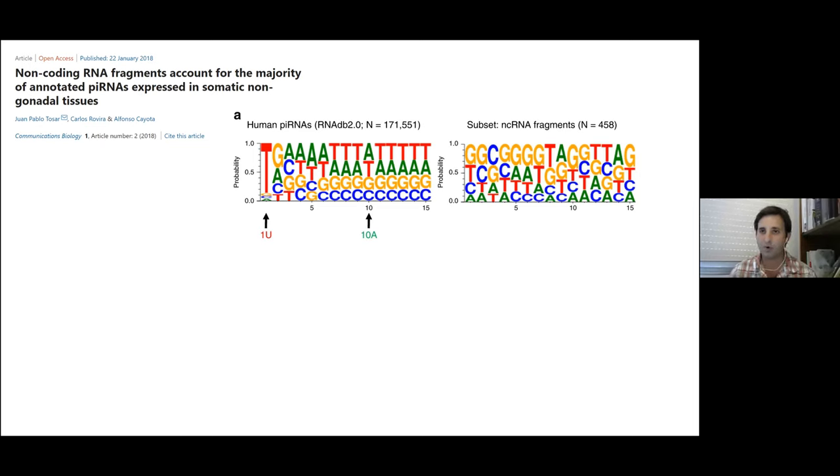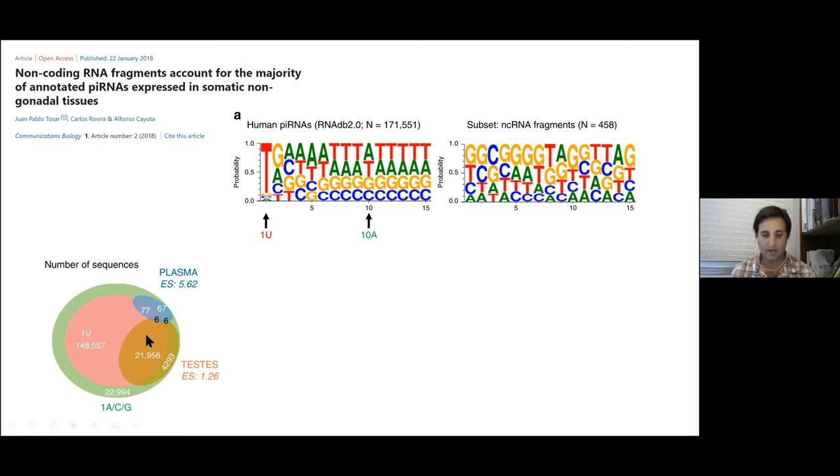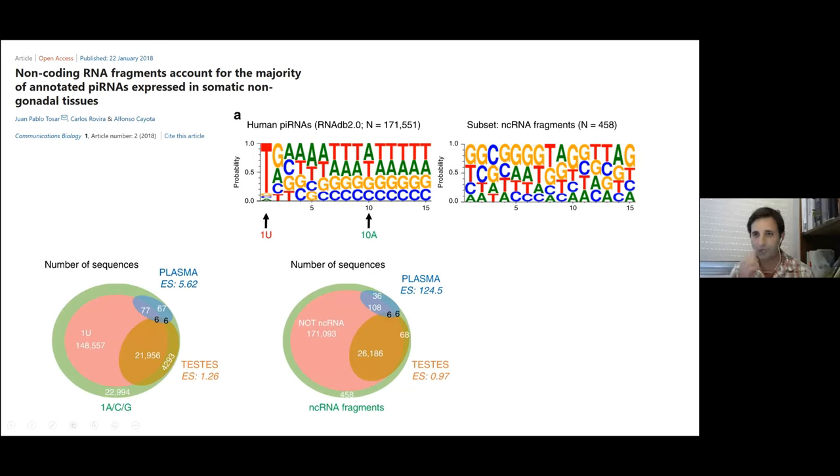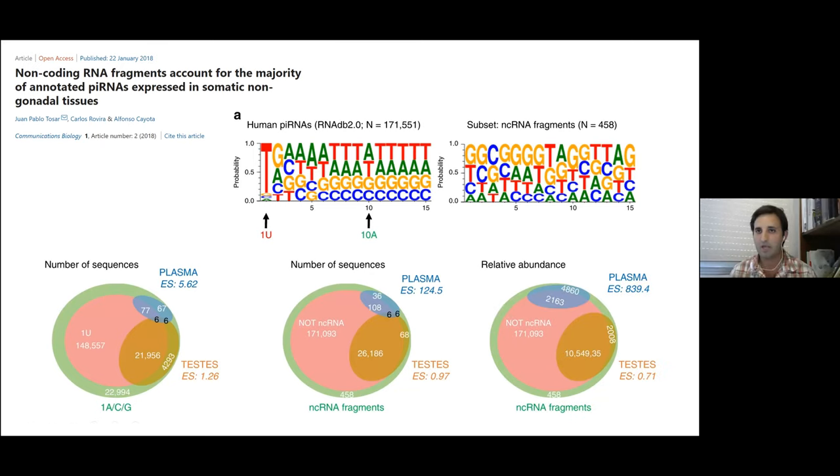If we analyze a sample known to contain a lot of piRNAs, like testes, for example, we can see that most of the piRNAs belong to the canonical subset, meaning that they show bias toward uridine at 5', and they do not show homology to other non-coding RNA families. In contrast, piRNAs previously annotated from plasma or other somatic cells or tissues are extremely rich in this small subset of piRNAs that we flagged as problematic, suggesting that piRNA abundance in plasma or mammalian non-gonadal tissues is much lower than suggested.